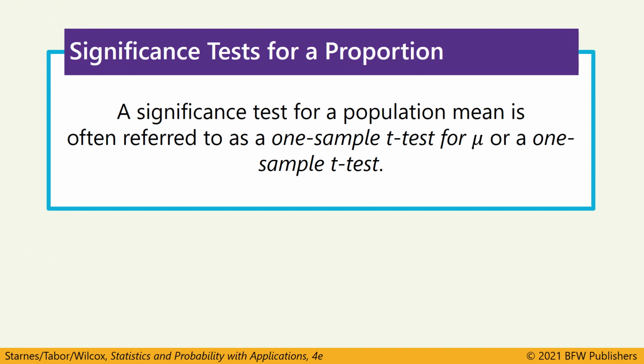In these last two sections, we're continuing with the hypothesis tests, but for these problems, we're going to be dealing with a variable that's quantitative instead of categorical like it was for the past two sections. So for these tests, when we're dealing with quantitative data, we're looking at the average, and the tests are referred to as a one-sample t-test for mu being a mean, or just more simply a one-sample t-test.